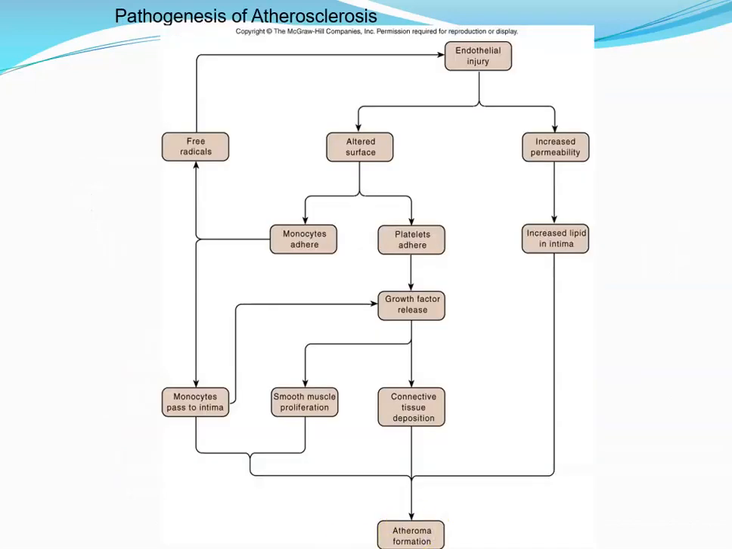So this is showing how minor injury to the endothelial surface will increase the permeability, allowing increased access of the lipids, and alter the surface so platelets adhere and monocytes adhere, and then move in to become macrophages. So this is just a flow chart of what we talked about.